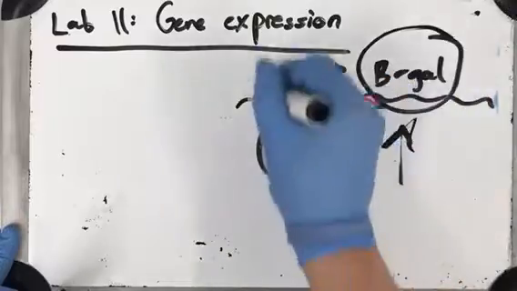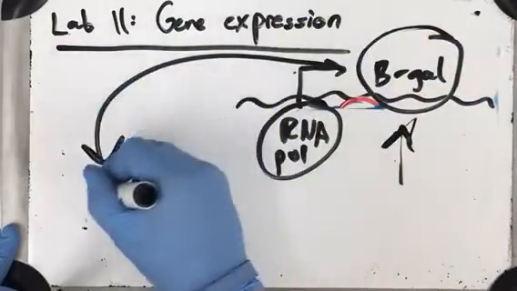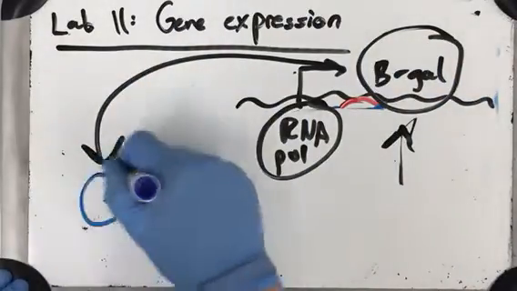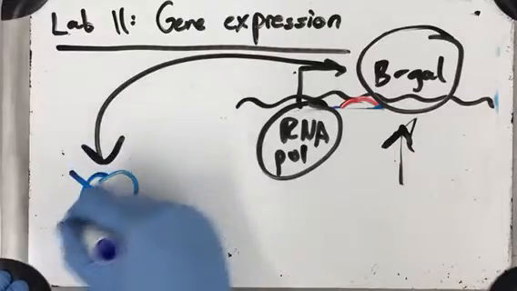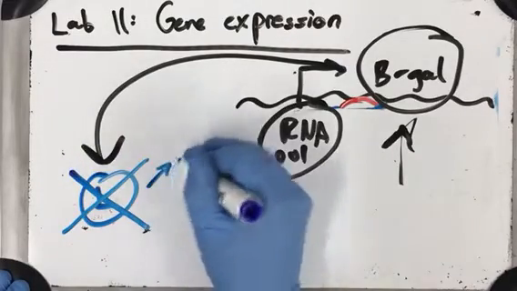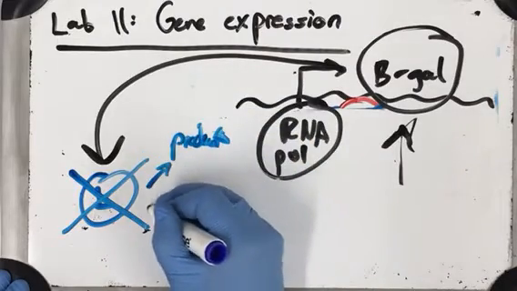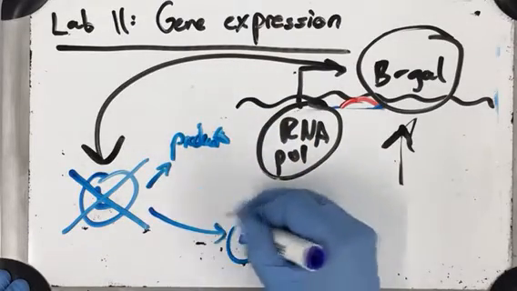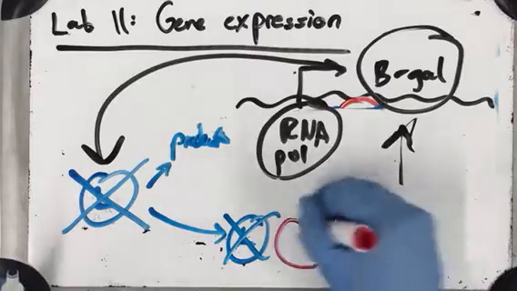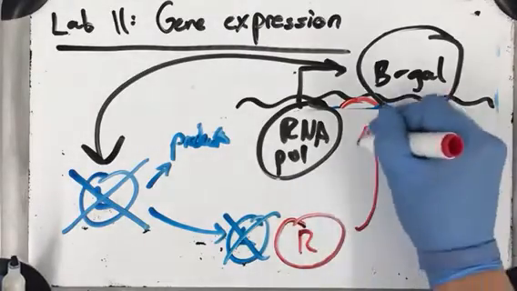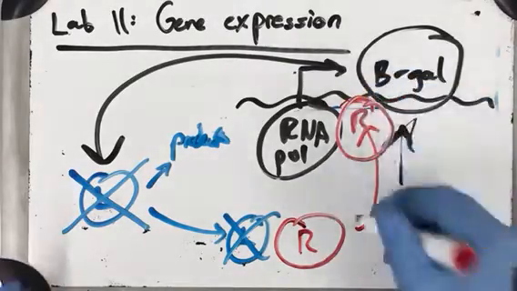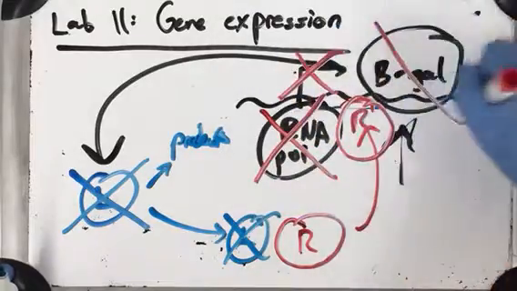And then B-gal can go and digest the lactose, get all the products from it. But remember what that does is that once there's no lactose, this repressor is gonna come right back, bind right where it was. No more RNA pol, no more enzymes.